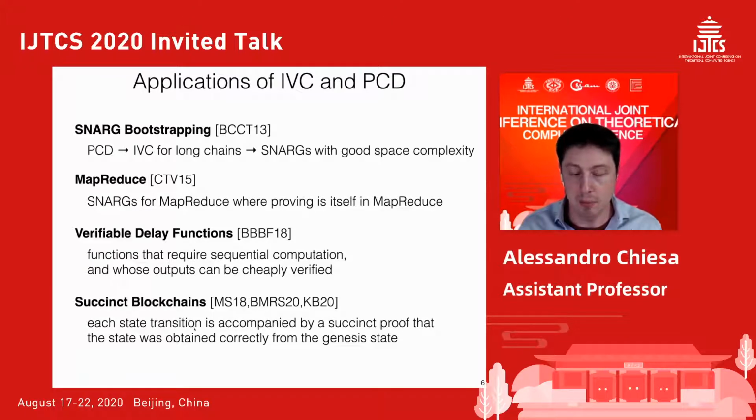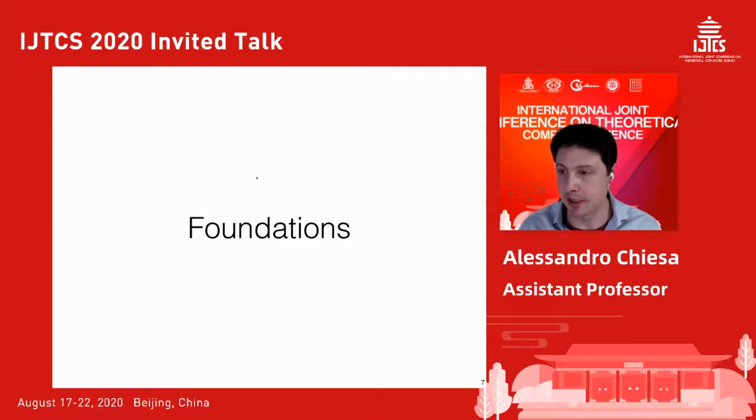These are blockchains where each state transition is accompanied with a succinct proof that the state was obtained correctly from the genesis state. This leads to ultra lightweight clients. So there's lots of applications to incrementally verifiable computation. So hopefully this is something that I've convinced you it is worth shooting for. Now I would like to discuss how we construct incrementally verifiable computation schemes.